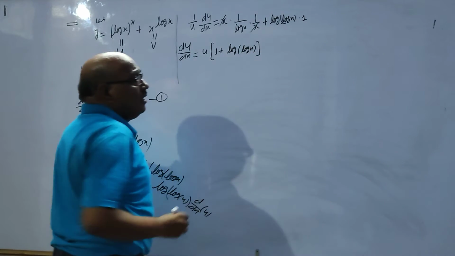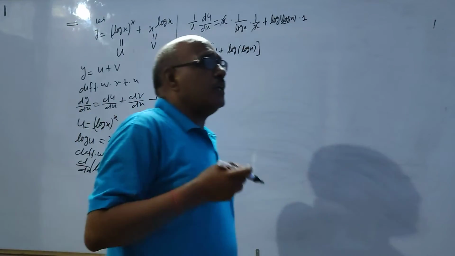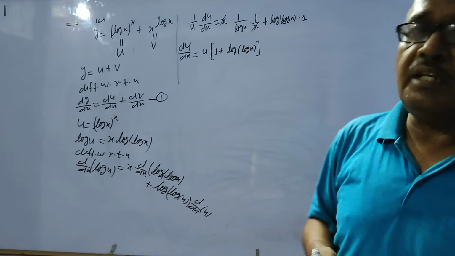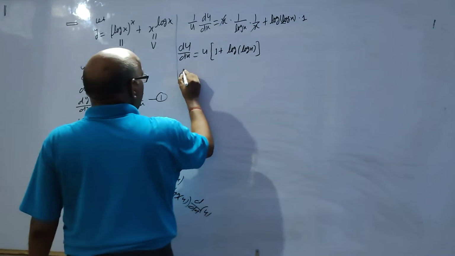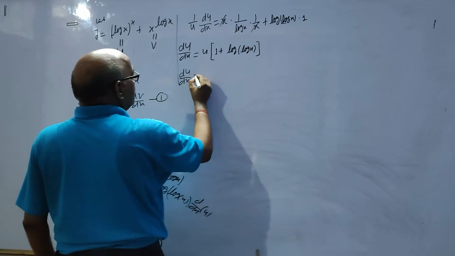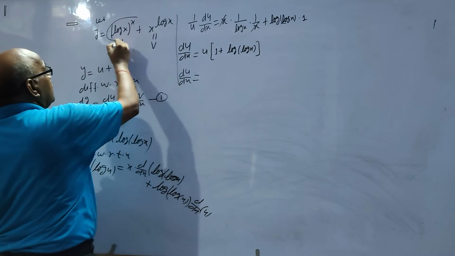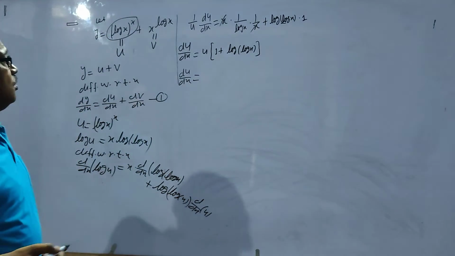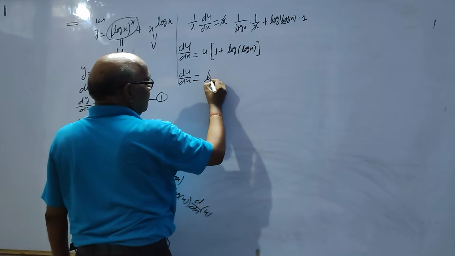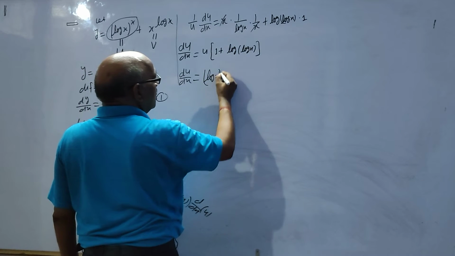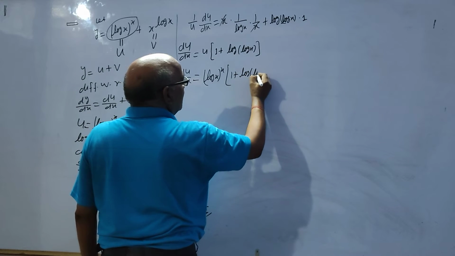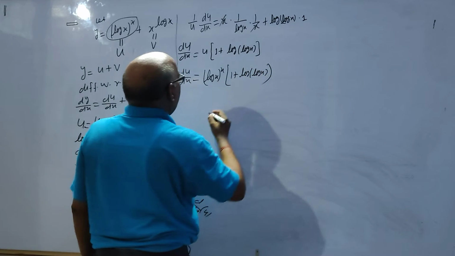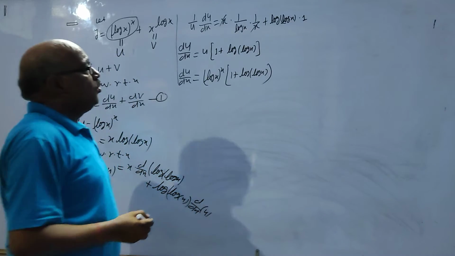ये ध्यान में रखिएगा, log का बेस नहीं मेंशन है तो वो that is always considered as e in differentiation. So now put the value of u, du over dx. So what is the value of u? u is equal to how much? log x whole to the power x. So that is equal to (log x) whole to the power x into 1 plus log of x, and this is the value of du over dx.